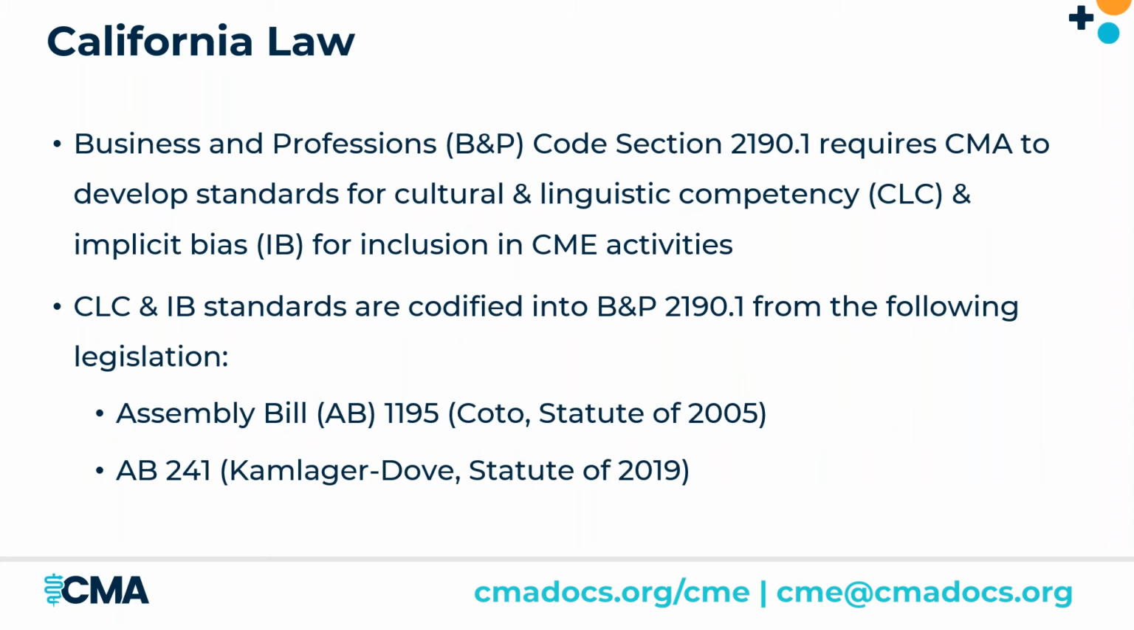Getting into the law itself, Business and Professions Code 2190.1 is codified from AB 1195, which required the inclusion of cultural linguistic competency in continuing medical education as of 2006, and AB 241, which requires the inclusion of implicit bias as of January 1st of 2022.